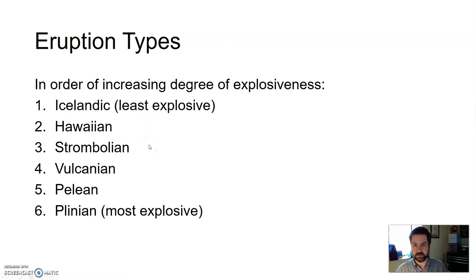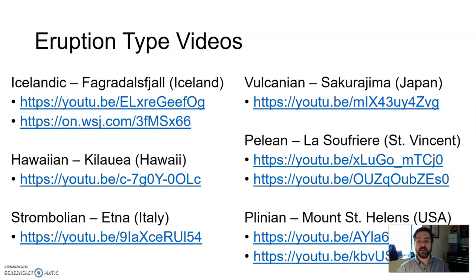Strombolian, named after the area in Italy, Stromboli, in which this was first seen. Volcanian, the Vulcan, the Roman god, some god of the underworld. Pelean, as in the goddess Pele, and then Plinian, named after Pliny the Elder, who first described the eruption of Mount Vesuvius in Pompeii. Now, I've included and painstakingly gone through YouTube to find a bunch of different videos to show you different types of eruptions and the locations in which you might see some of these.